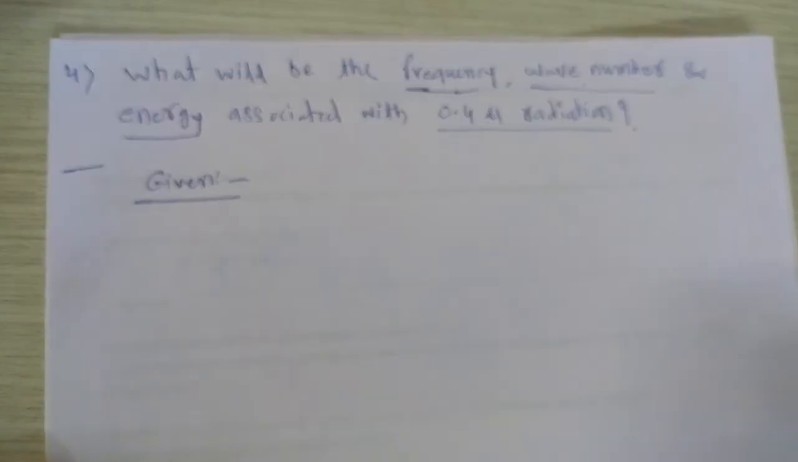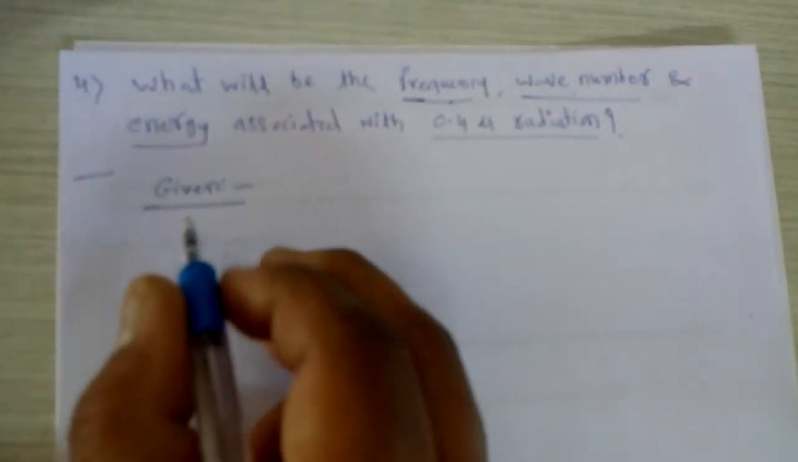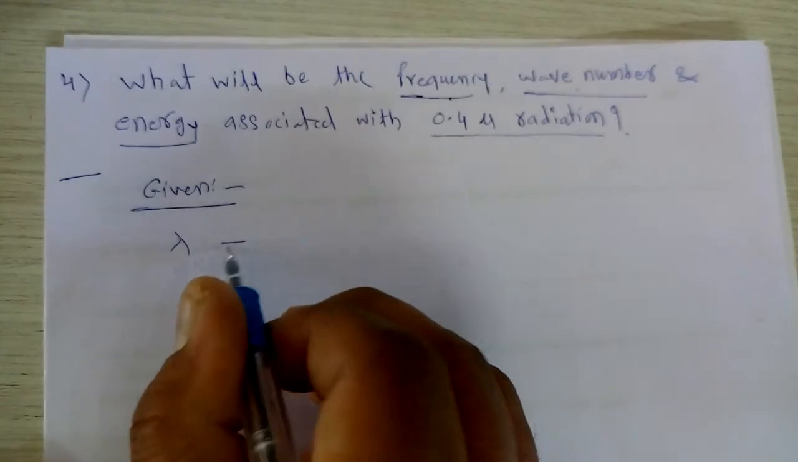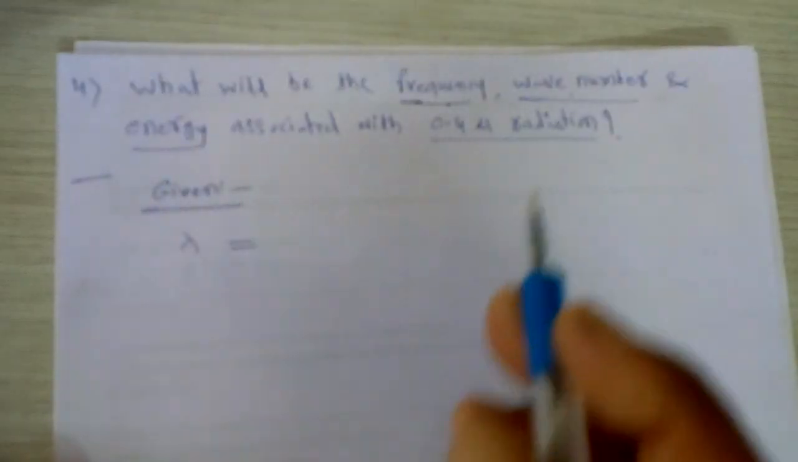So what is the given? In this case, the data given is the wavelength of radiation, that is lambda, equal to 0.4 mu.